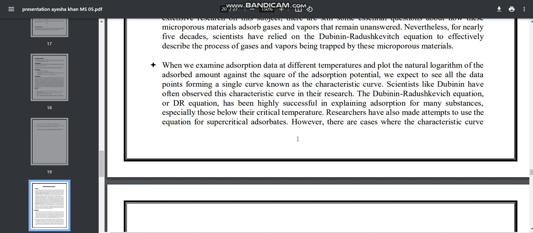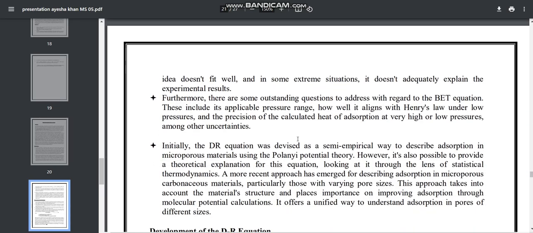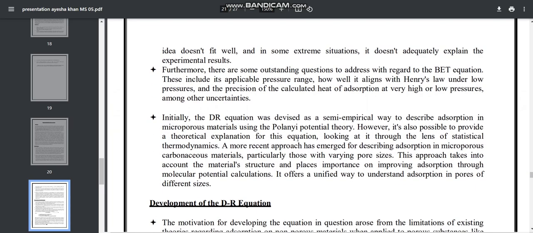While researchers have tried applying these equations to supercritical substances, there are instances where the characteristic curve concept doesn't fit well, and in extreme situations, it may not fully explain the experimental results. Additionally, there are some questions about the BET equation, like its pressure range and alignment with Henry's law at low pressure. The precision of the calculated heat of adsorption at very high and low pressure is also uncertain.